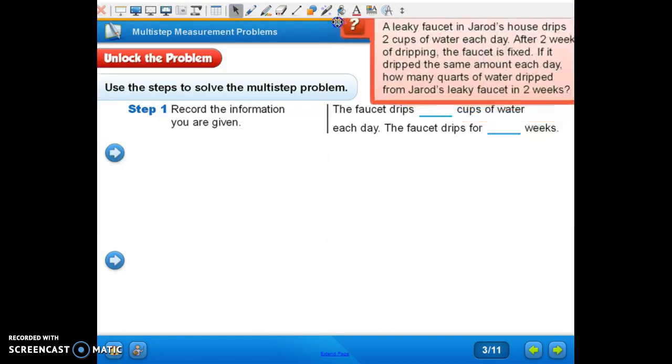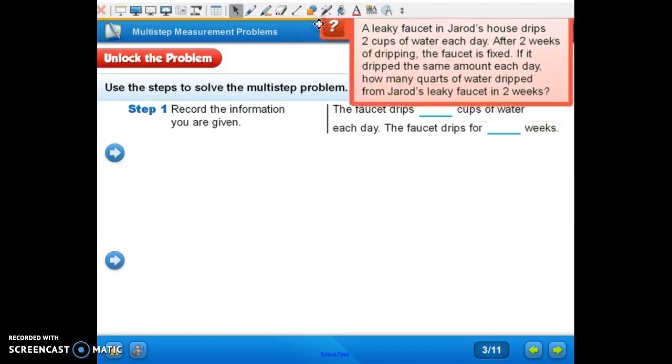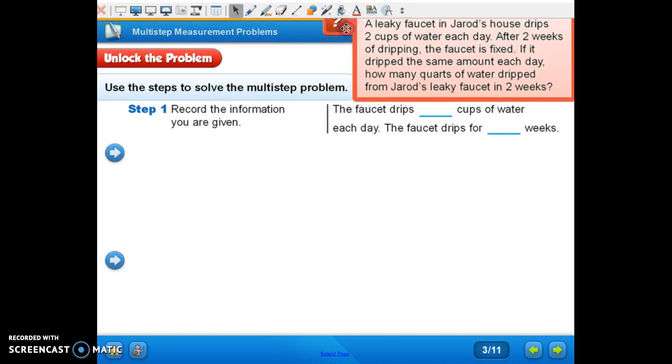So here is our problem today. Oh, a leaky faucet. A leaky faucet in Jared's house drips 2 cups of water each day. After 2 weeks of dripping, the faucet is fixed. If it dripped the same amount each day, how many quarts of water dripped from Jared's leaky faucet in 2 weeks? Step 1, record the information.